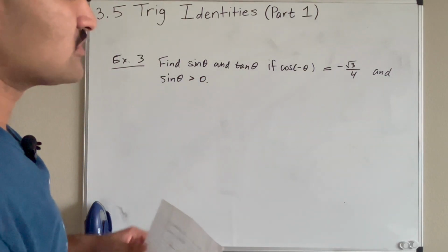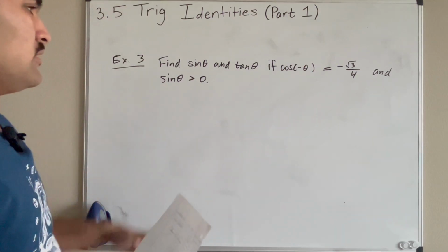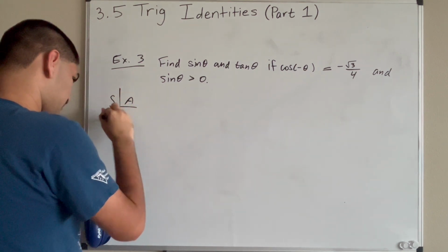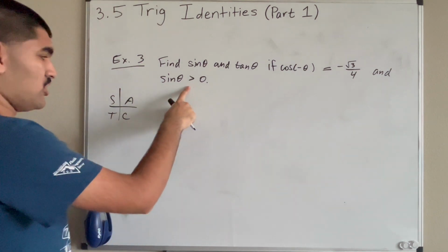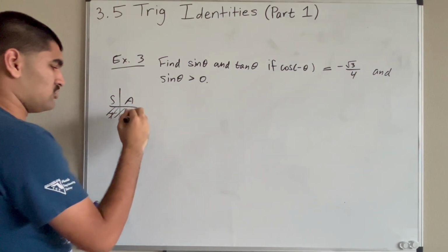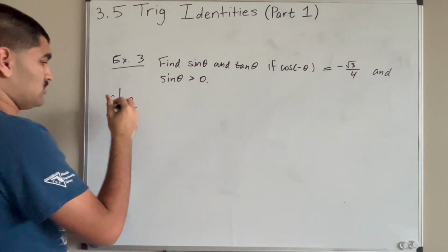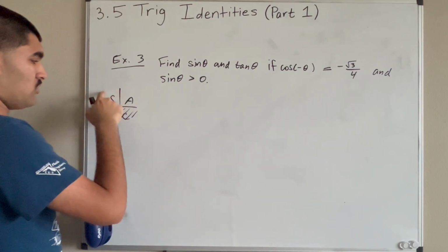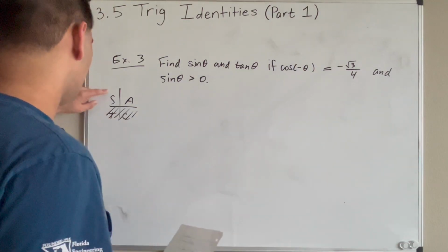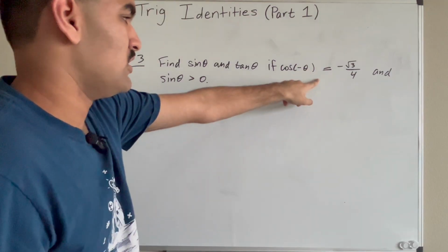So the first thing I want to figure out is the quadrant that we're in. Let's just use ASTC. We're given that sine theta is greater than 0, so immediately we can eliminate quadrant 3 and quadrant 4, because in those two quadrants, sine is negative. So we're either in quadrant 1 or quadrant 2. If we're in quadrant 2, then only sine is positive and cosine is negative, which it is.